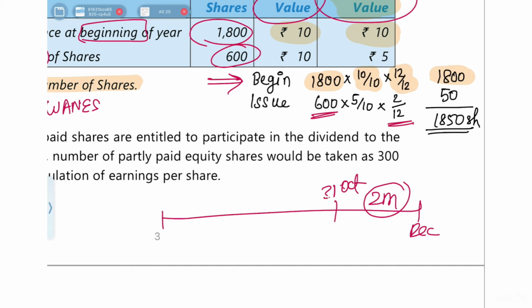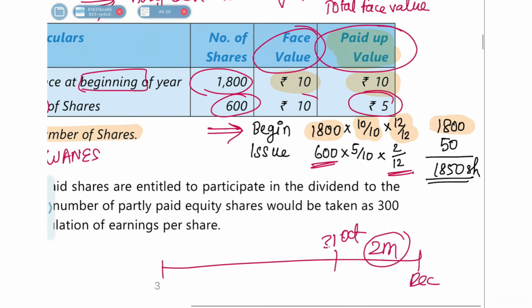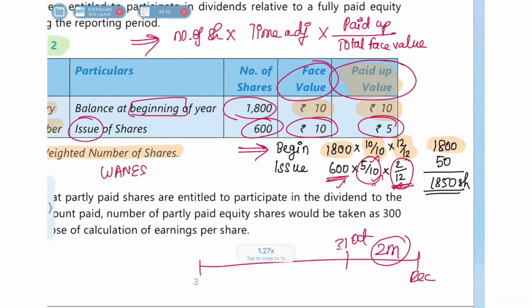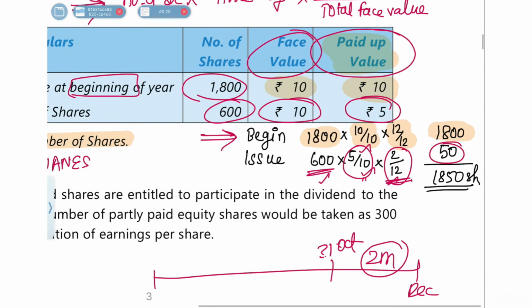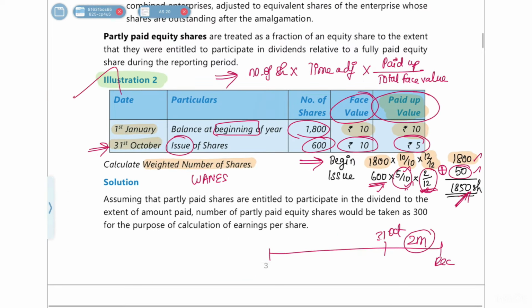Now here if you see, they have said that the paid up value is 5 but the face value is 10. So you have only paid up 5 whereas the full face value is 10. So you will do 600 into 5 by 10 into 2 by 12. So both the time weight and the paid up value weight are done. If you do both weights, you will get around 50 shares here. So if you add both of these, it is going to be 1800 plus 50, 1850 shares. I hope you understood illustration number 2 as well.